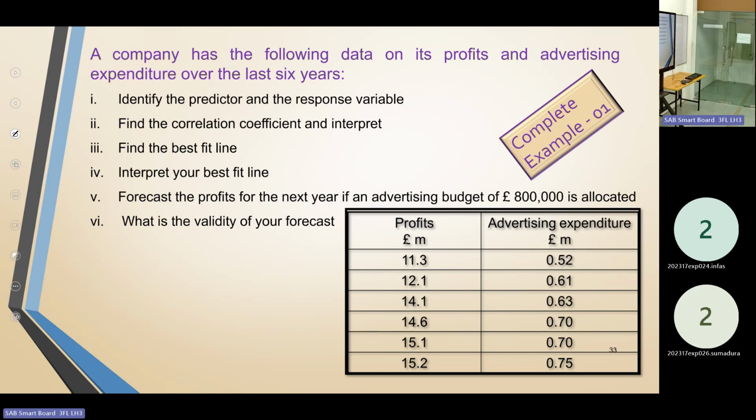A company has the following data on its profits and advertising expenditure over the last 6 years. First part, identify the predictor and the response variable. Find the correlation coefficient and interpret. Find the best fit line. Interpret your best fit line. Forecast the profit if the next year's advertising budget is 800,000. What is the validity of it?